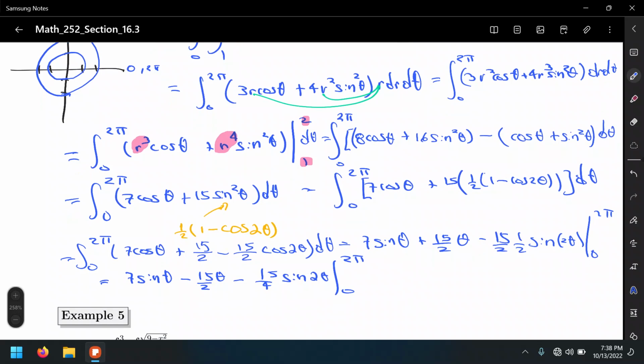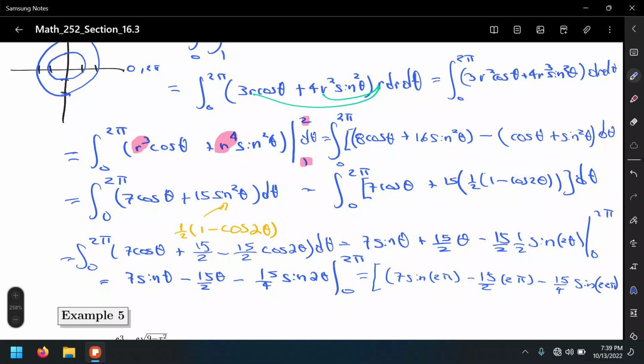Well, what's going to happen here? Let's evaluate upper limit minus lower limit. So for the upper limit, we have 7 sine of 2 pi plus 15 halves times 2 pi minus 15 fourths sine of 2 times 2 pi. Now that's the upper limit. However, for the lower limit, which is 0, what's sine of 0? 0. That's going to get zeroed out.